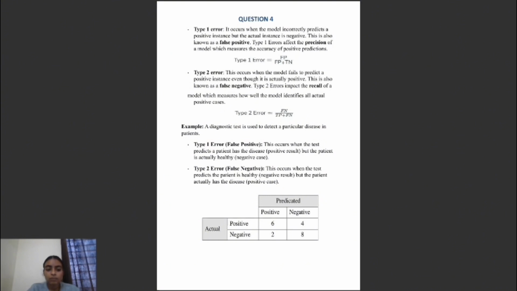Now take the example from the assignment to understand the importance of precision and recall. Now we will solve the question from my assignment. Here we have a table from which we take true positive equals 6, true negative equals 8, false positive equals 2, and false negative equals 8.